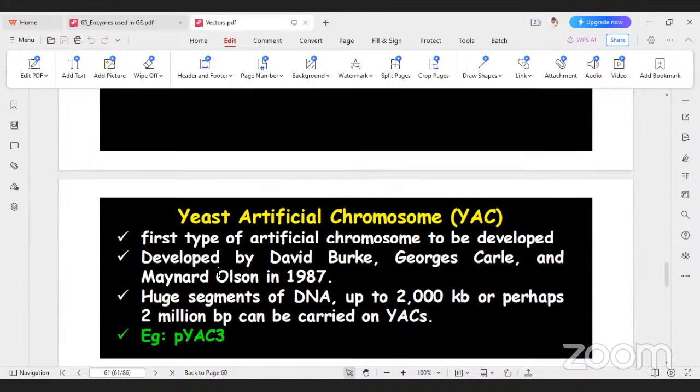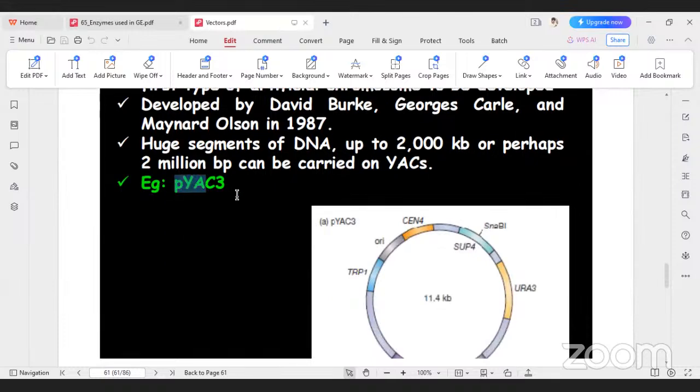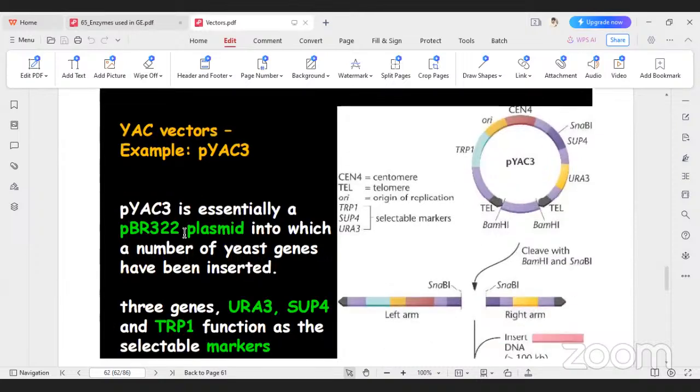The first artificial chromosome was developed by David Burke, George Carle, and Maynard Olson in 1987. Huge segments of DNA, up to perhaps 2 million base pairs, can be carried. Example: pYAC3. It is essentially a plasmid, pBR322, into which a number of yeast genes have been inserted. Three genes are there: TRP1, URA3, SUP4, which function as selectable markers.